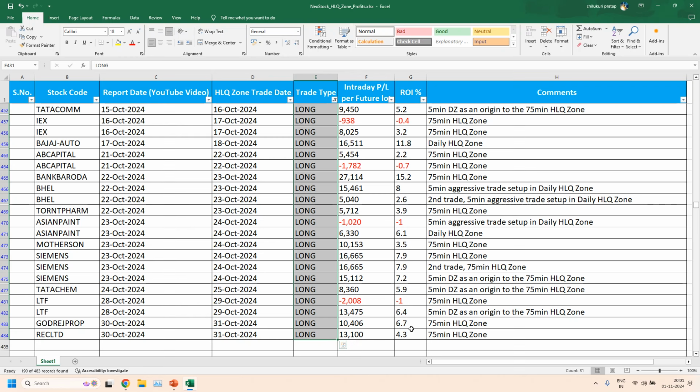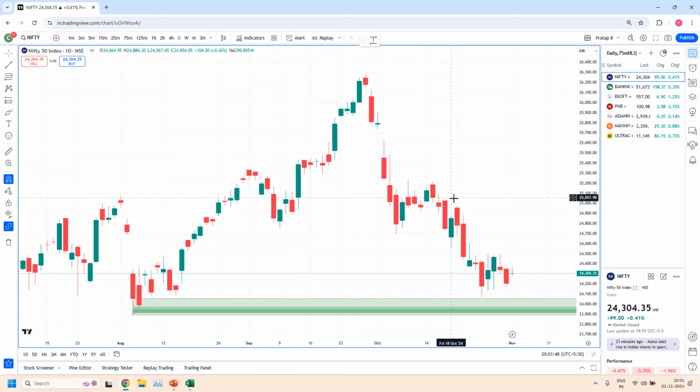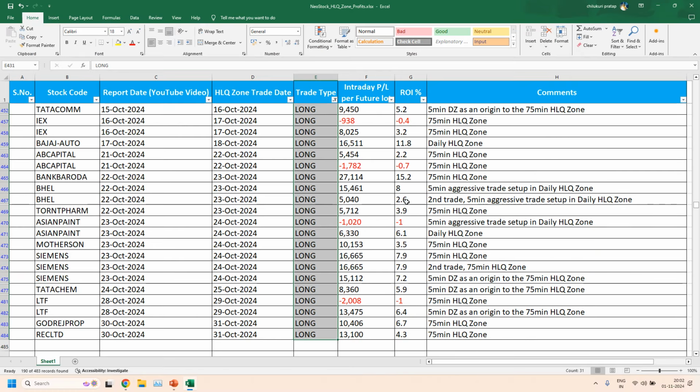See here: 6.7%, 6.4%, 7.2%, 7.9% ROAs. Of course, there are a few ROAs that are less, but the majority are good. See here, 15.2% ROA on 23rd October. This is 23rd October. On this day also the market opened, moved up, and after that it came down. And 11.8% ROI on 18th October.